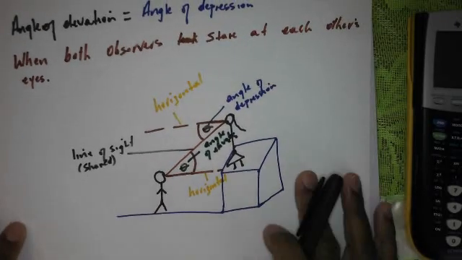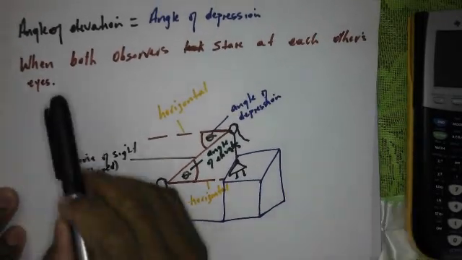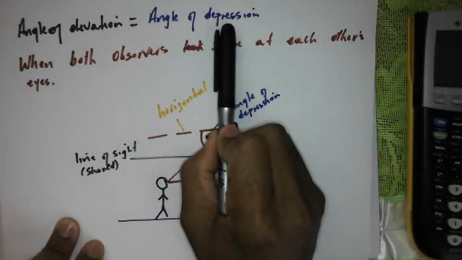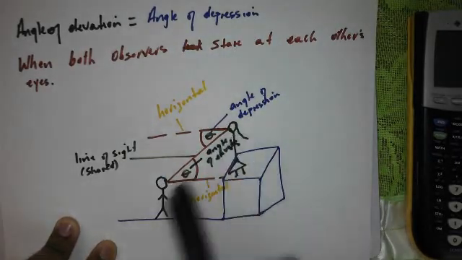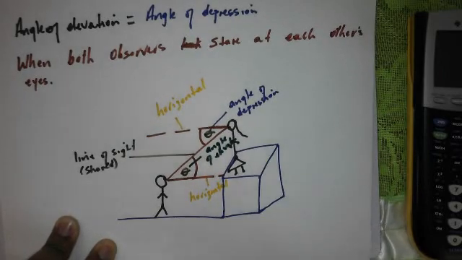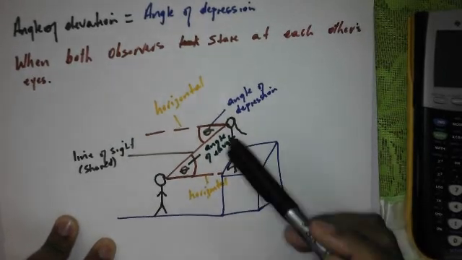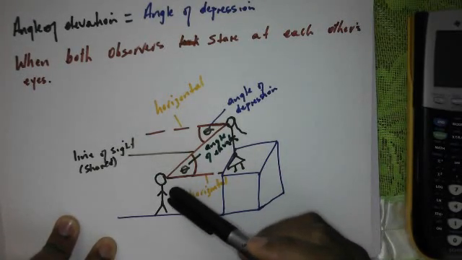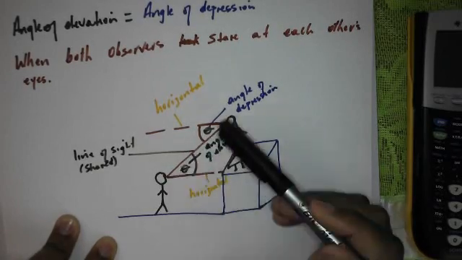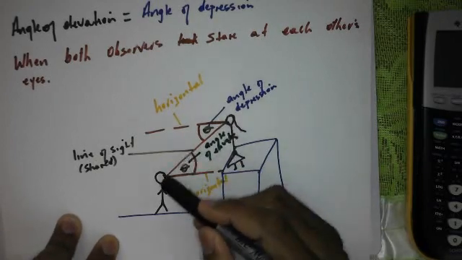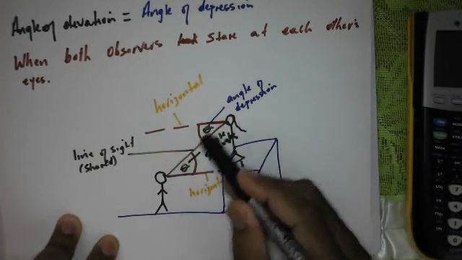Alright, let's look at another situation. This situation is when the angle of elevation is equal to the angle of depression. And that only happens when both observers share the same line of sight, meaning that they're looking in each other's eyes. For example, this person is upstairs talking to this person downstairs. Usually when people are talking, they look in each other's eyes for courtesy. So they would share the same line of sight.